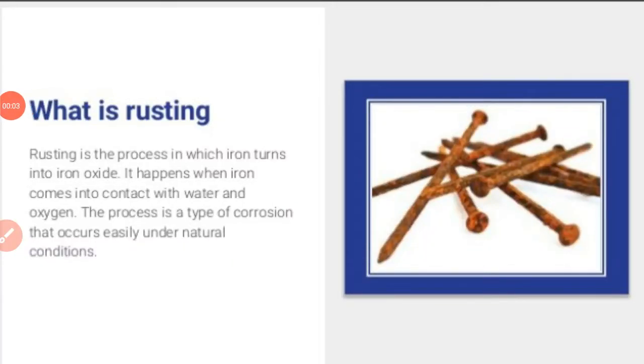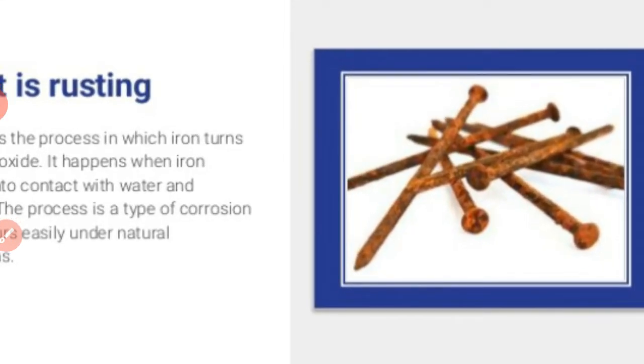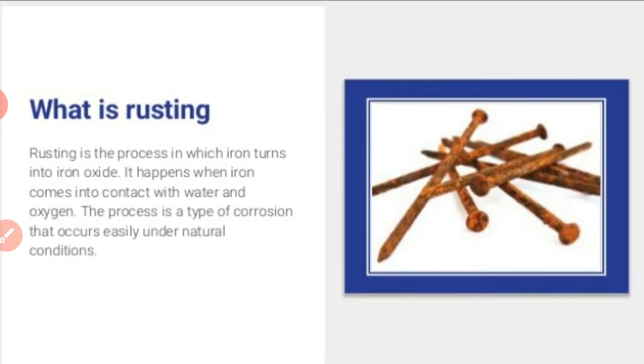Good morning, students. Today we discuss rusting. It's a topic of the lesson on physical and chemical changes. What is rusting? You can see in this picture a rusted iron nail. The reddish part is the rust. Rusting is a chemical reaction that takes place in every iron material.